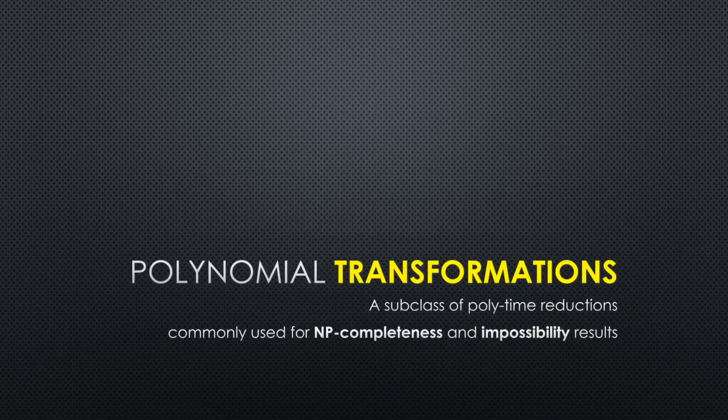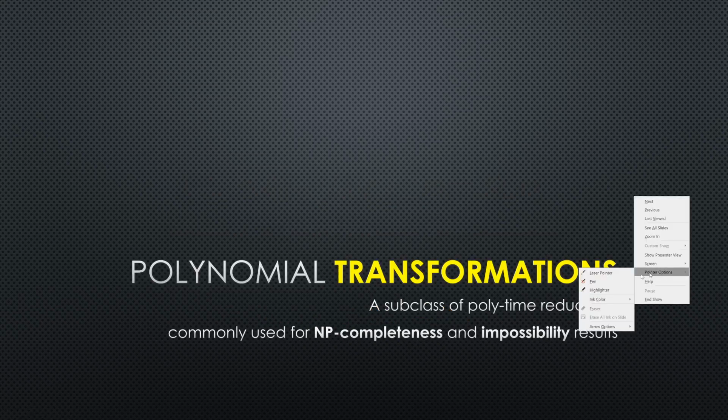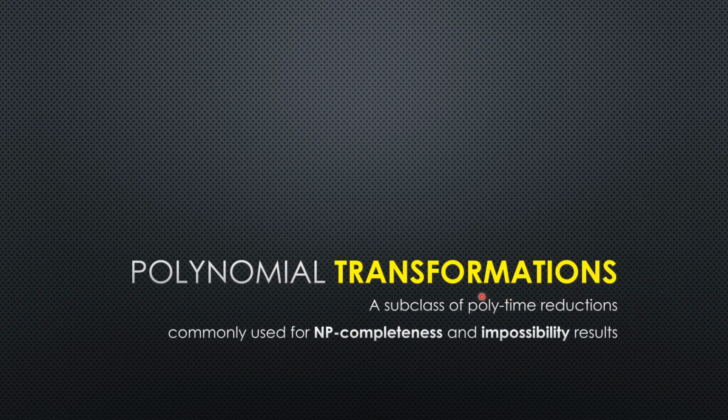So what are polynomial transformations? We've seen transformations a few times throughout the course, and the difference between a transformation we've seen before and a polynomial transformation is that these are really just going to be a subclass of the polytime reductions we've seen so far. So these are sort of a simplified form of polytime reductions. They are a format that is particularly helpful for doing things like proving NP completeness, which is something we'll see in the next video, and some impossibility results, which we'll see in the video after that.